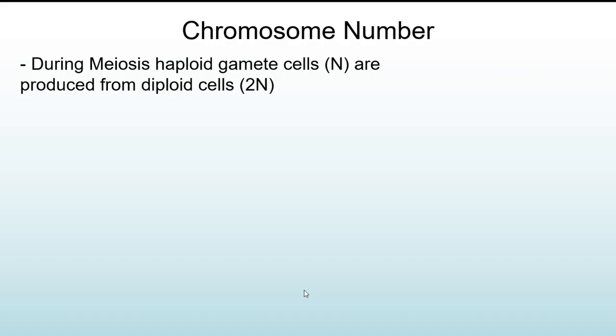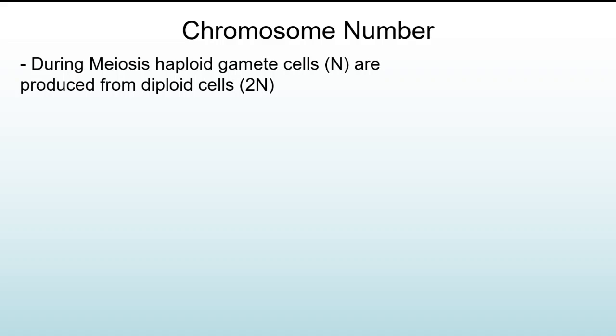Chromosome numbers. What happens to our chromosome numbers? During meiosis, haploid gamete cells, N, are produced from diploid cells. Di means 2, so diploid cells are 2N, and we'll go over this more. Every cell in your body, your skin cells, your organ cells, your mouth cells, your tongue cells, your teeth cells, your hair cells, all of those are diploid cells. They have 2 sets of chromosomes, and so we call that 2N.